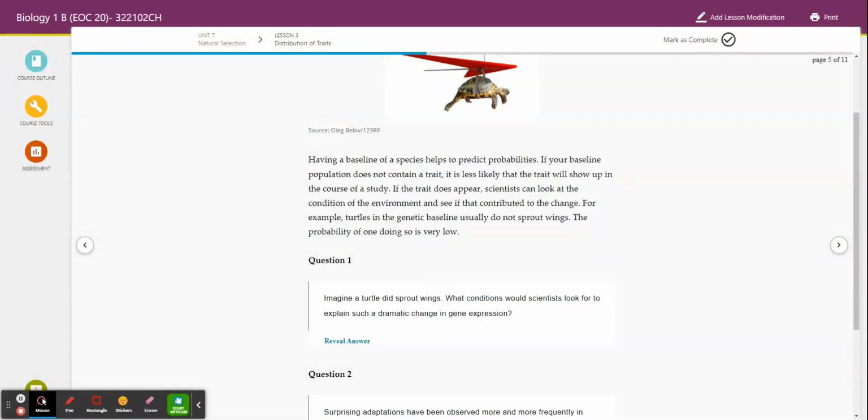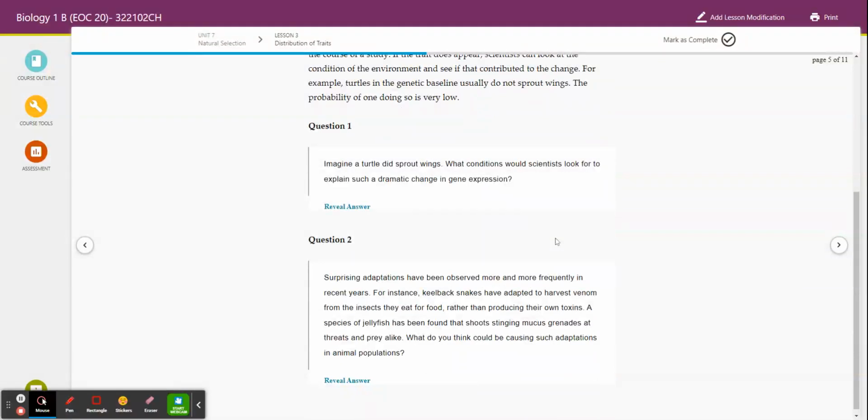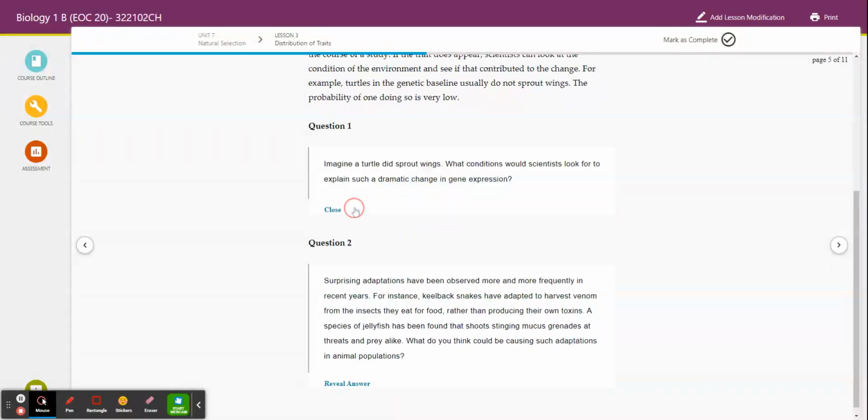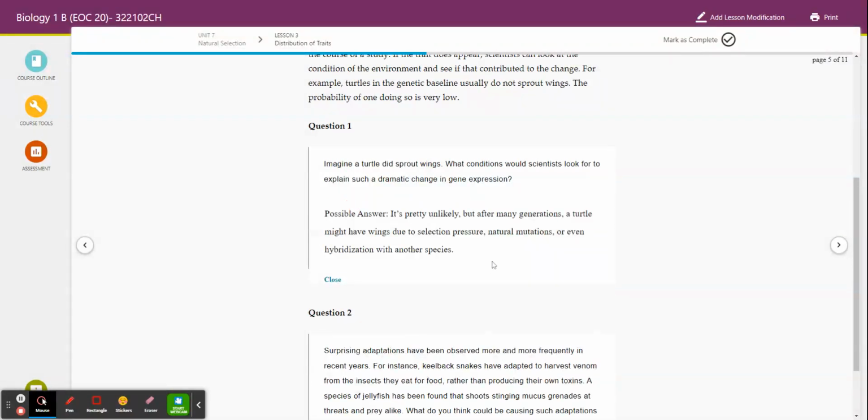Imagine a turtle did sprout wings. What conditions would scientists look for to explain such a dramatic change in gene expression? A possible answer: it is pretty unlikely, but after many generations, a turtle might have wings due to selection pressure, natural mutations, or even hybridization with another species.